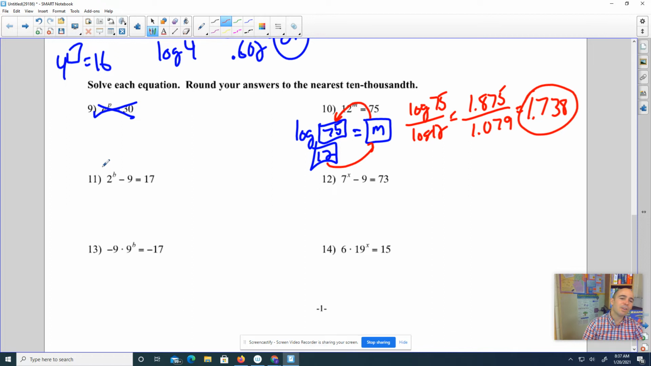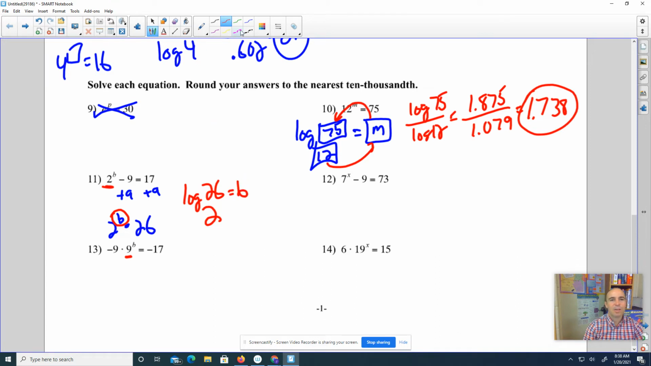Okay, so now 11 and 13 are a little different here, because what we need to do is get that base with the exponent all by itself. We need to do that first. So in order to do this, we got to get rid of that loose change. Here it's that 9. So 2 to the b equals, I think that's 26. Now, I need to be able to solve for that exponent, and as you guys know, the way I can do that is I could use a log. I could rewrite this as log base 2 of 26 equals b.